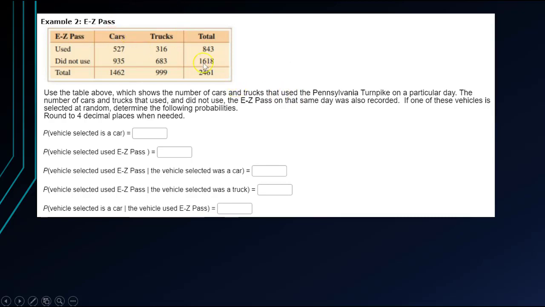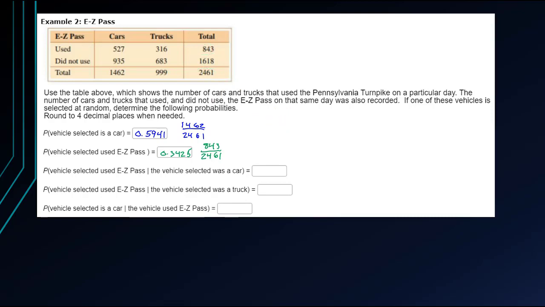So the probability that a vehicle selected is a car. Well, when I look at cars, there's 2,461 drivers looked at on this survey. 1,462 are cars. So it's going to be 1,462 divided by 2,461, which is 0.5941. The probability that the vehicle selected used E-ZPass. Well, those who use E-ZPass, there's 843 of those out of 2,641, and that's going to be 0.3425.